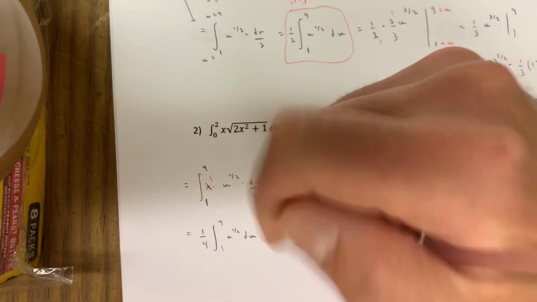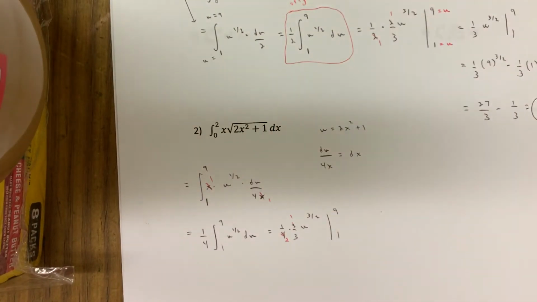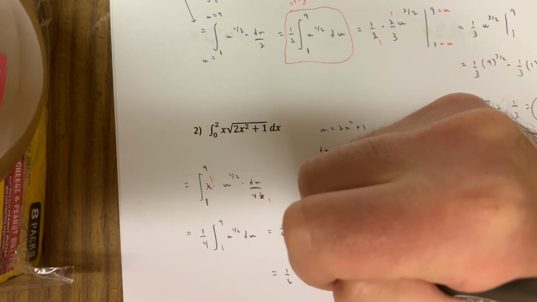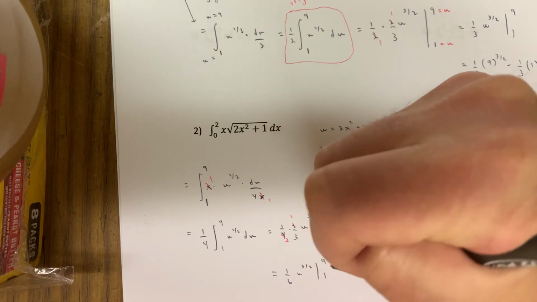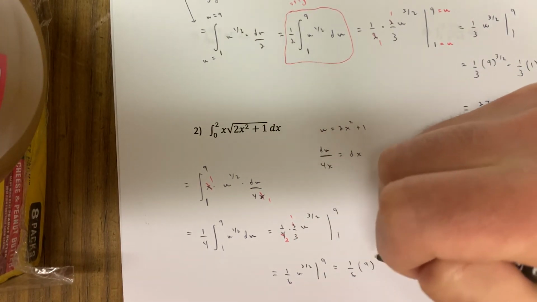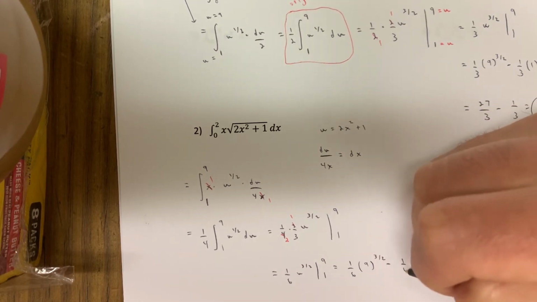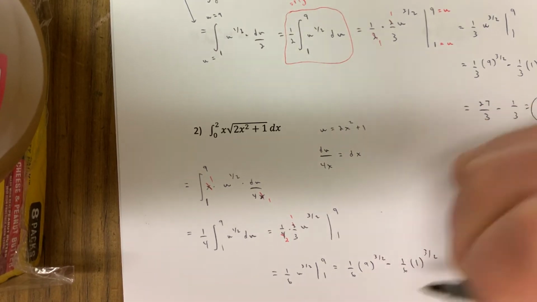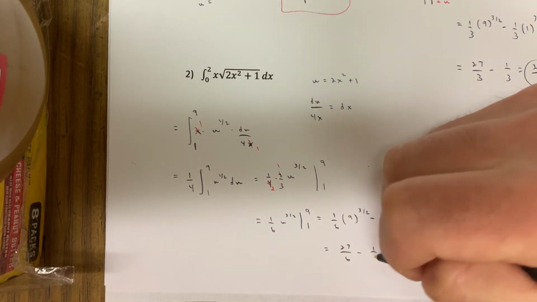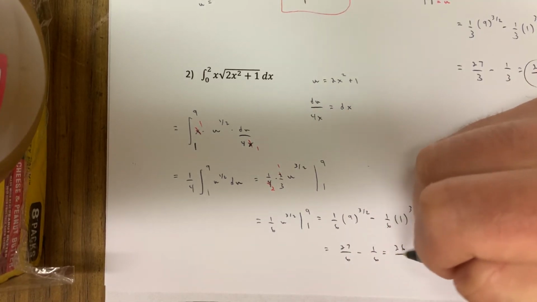Anyway, cancel here, right? Divide by 2 top and bottom. So here we really have what? 1/6 u to the 3/2 evaluated from 1 to 9. Okay, so let's plug in that 9 first. 1/6, 9 to the 3/2 minus 1/6, 1 to the 3/2. And very similar to the previous problem. This gives me 27/6 minus 1/6, which gives us 26/6.